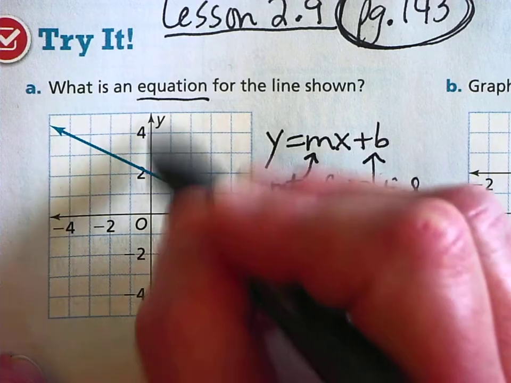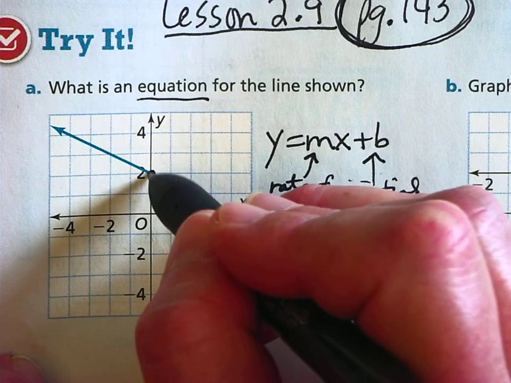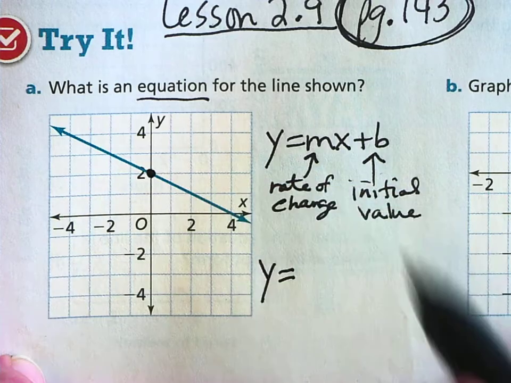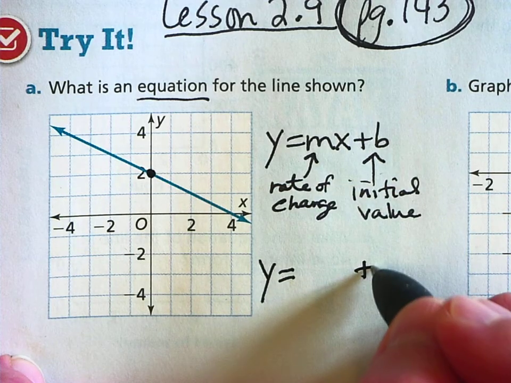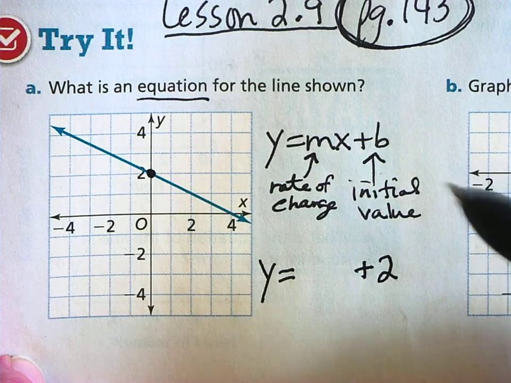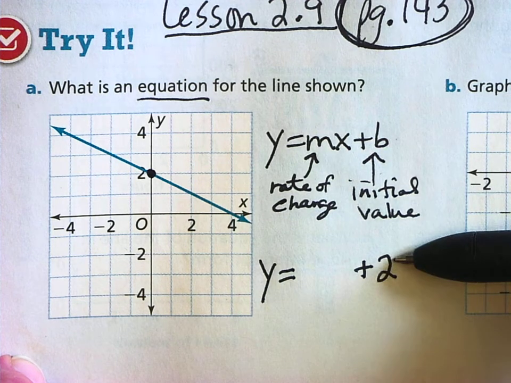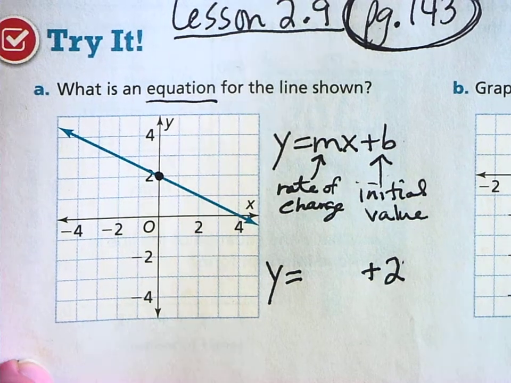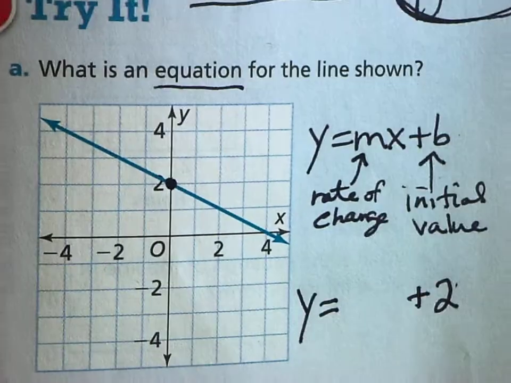Okay, so if you look right here, here's your y-axis. So this line is crossing or touching the y-axis at positive 2. So my y-intercept is positive 2. That goes in place of b. My initial value is 2. Okay, so now I'm going to find the slope, or the rate of change.